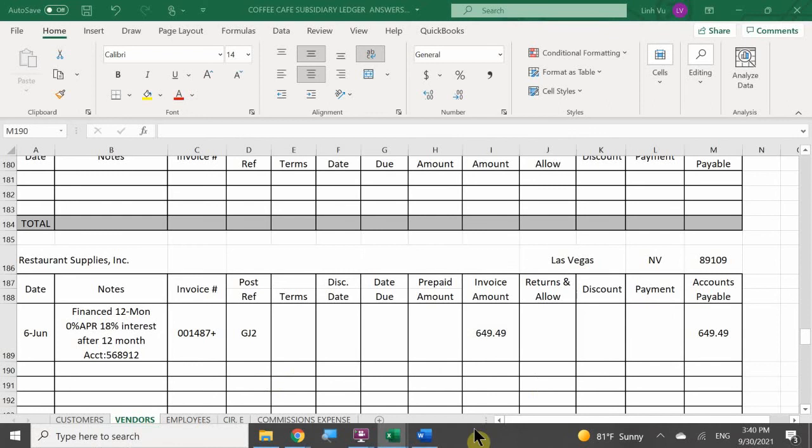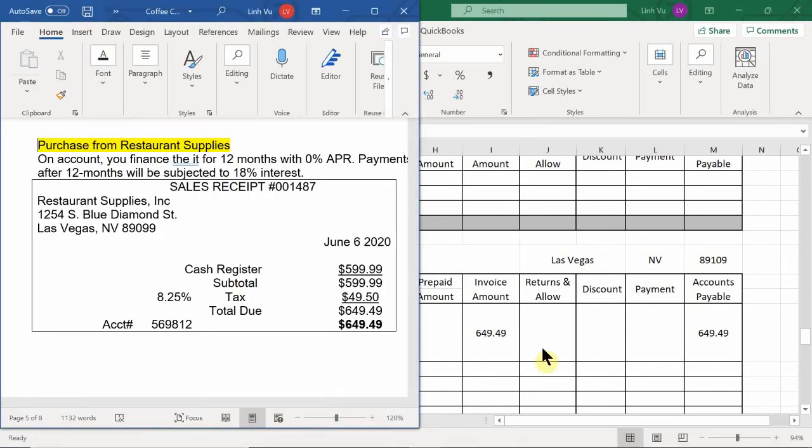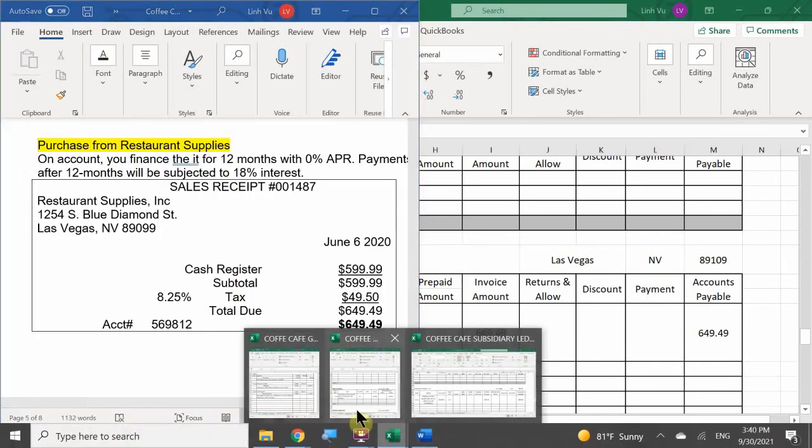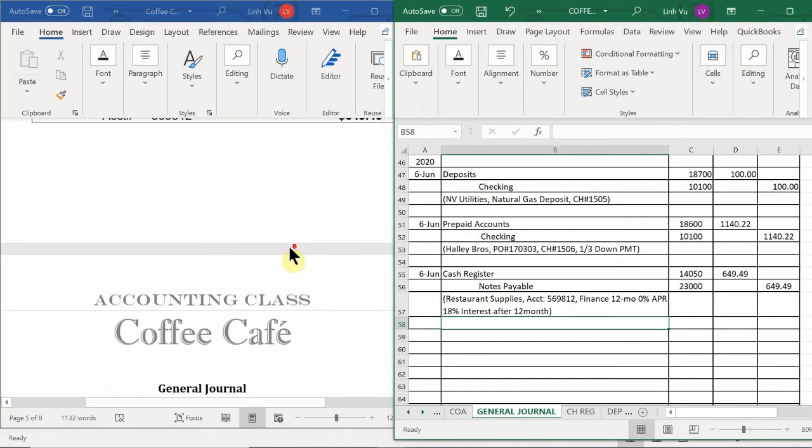So there we go. We have that. We did our journal, we did our ledger, and we updated our subsidiary ledger.